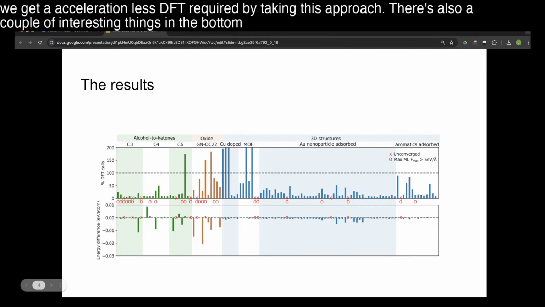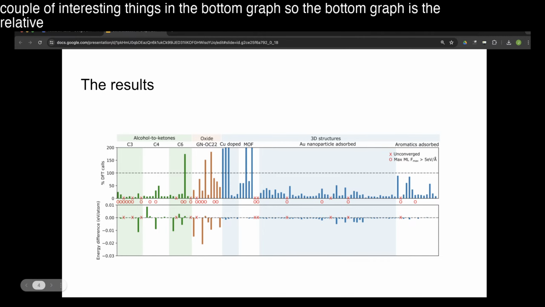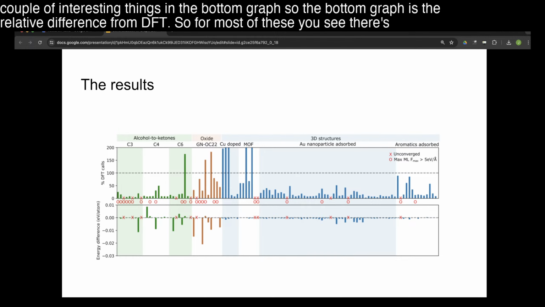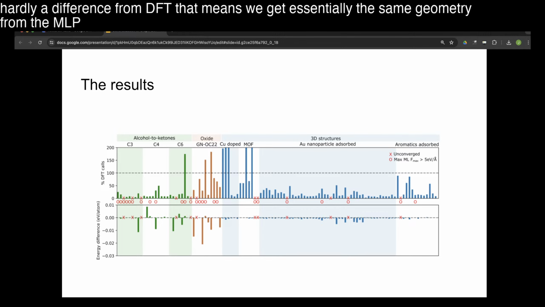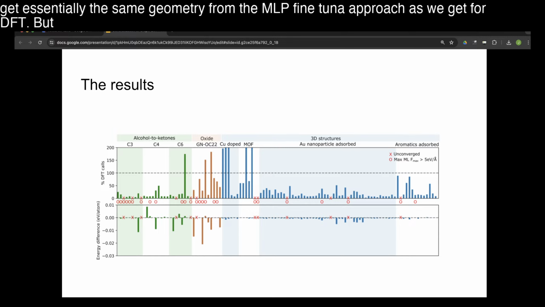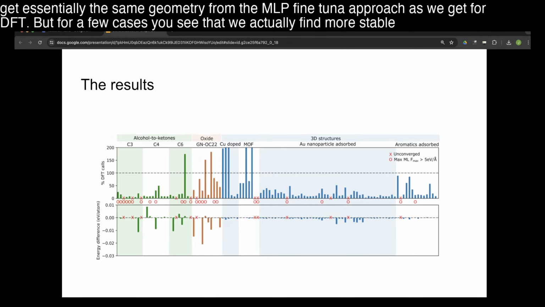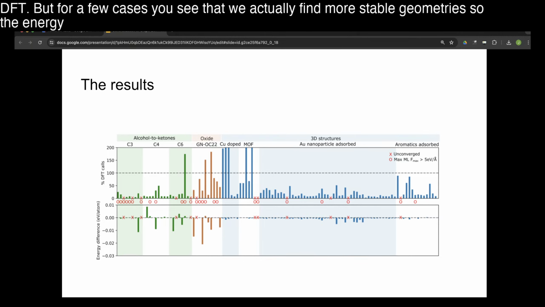There's also a couple of interesting things in the bottom graph. So the bottom graph is the relative difference from DFT. For most of these, you see there's hardly a difference from DFT. That means we get essentially the same geometry from the MLP fine-tuner approach as we get for DFT. But for a few cases, you see that we actually find more stable geometries. So the energy is lower.